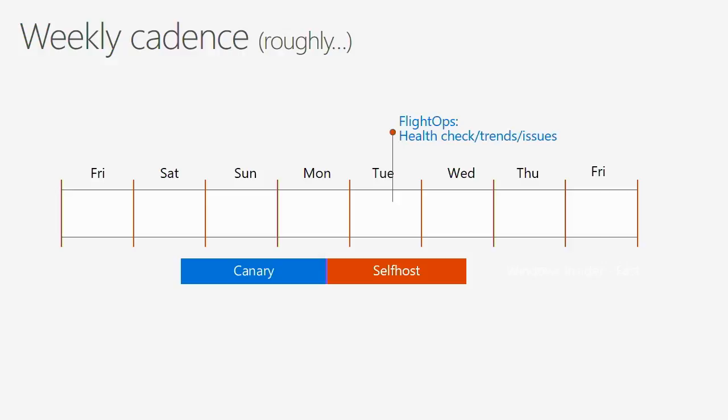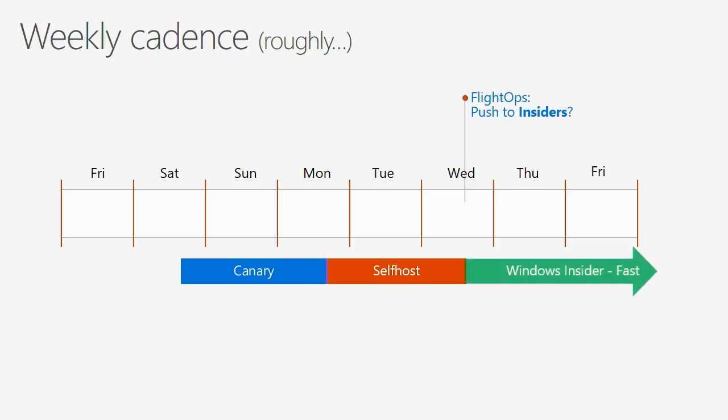If we decide we're going to push it to the self-host ring, on Tuesday flight operations will do health checks, scenario checks, look for trends, and look for issues in the Feedback Hub. On Wednesday we will make the decision as to whether we're going to push that flight to our insiders. If that flight is good enough, we will push it to the insiders. We do a flight ops post check-in on Thursday. If everything is going well, we rinse and repeat, and we start the whole week again.